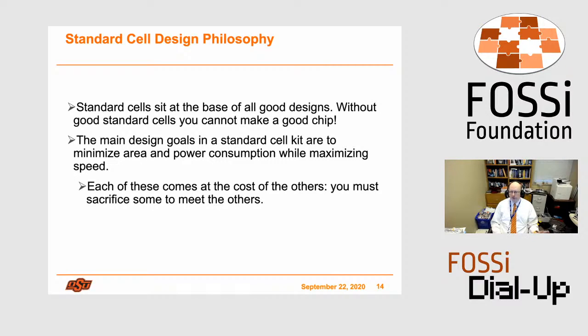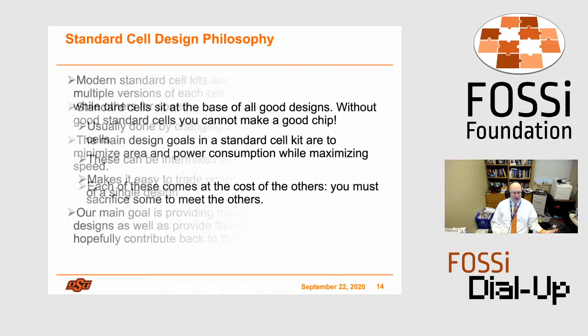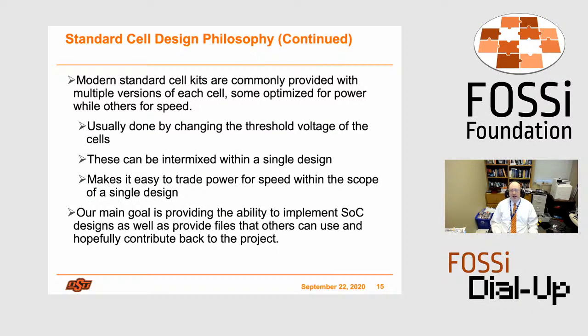But all these cells are there so that you can see those in action. And we're extremely excited about what we can do and the options that we can do in this realm. Many standard cell kits are commonly provided with multiple versions of each cell. So these are optimizations that we can do for power. And so we're looking at changing the threshold voltage, and then we're looking at intermixing them within a single design. And we hope to have those out extremely shortly. And we can use those to trade power and speed for the scope of our design.